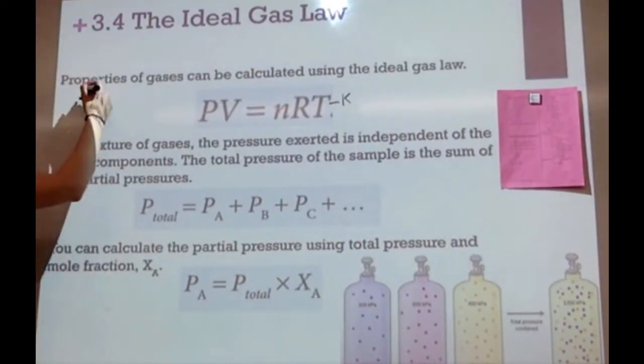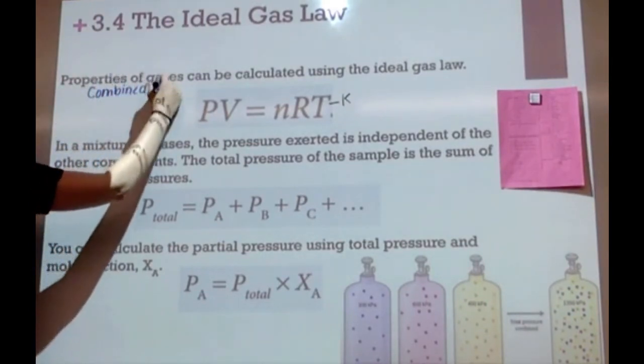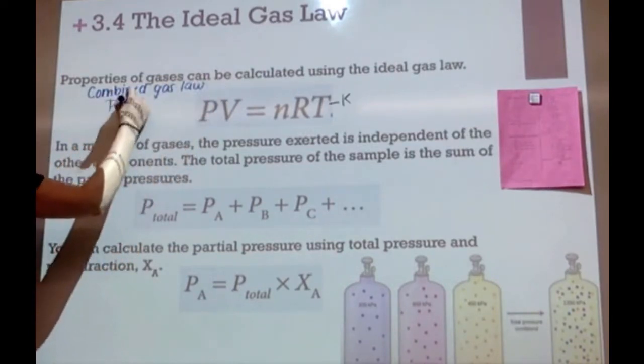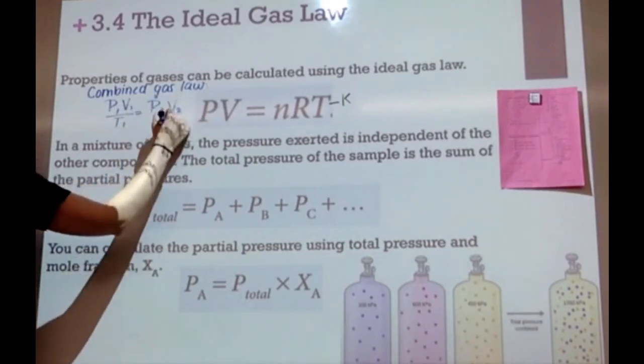Now, an equation that will be useful that is not on the equation sheet is the combined gas law. So the combined gas law is P1 V1 over T1 equals P2 V2 over T2.